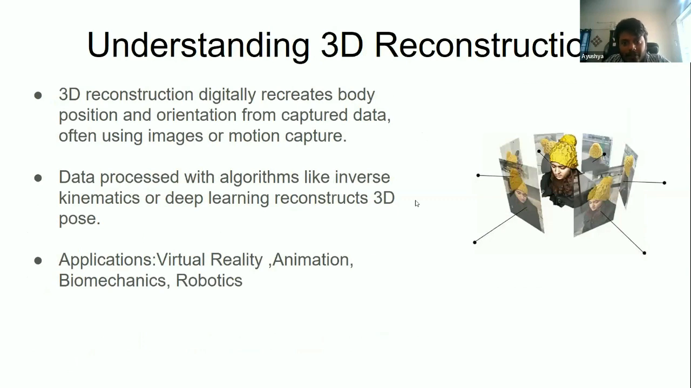Now, the third term that I would like to introduce in this presentation is 3D reconstruction. 3D reconstruction means recreating body position and orientation from captured data. This term is used in conjunction with 3D pose detection. 3D reconstruction would mean taking simple images and converting them into 3D models. We use different kinds of data and different kinds of algorithms to reconstruct these 3D human poses, and it has various applications in virtual reality, animation, biomechanics, and crime scene investigations.